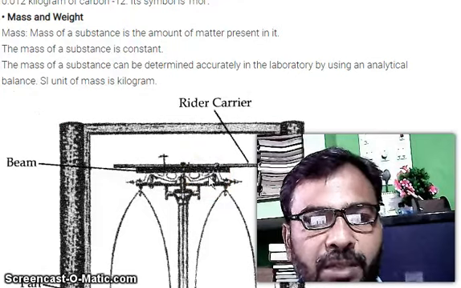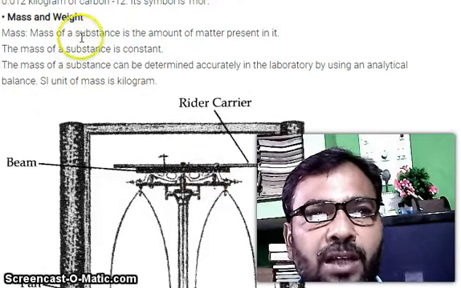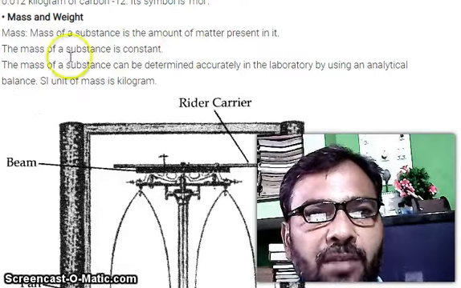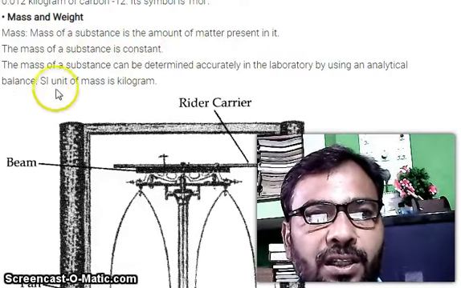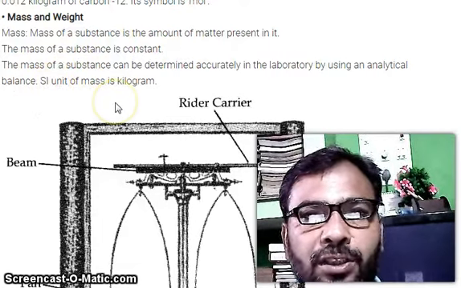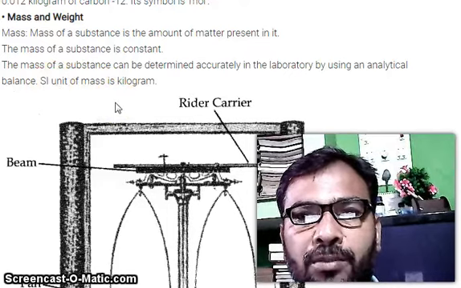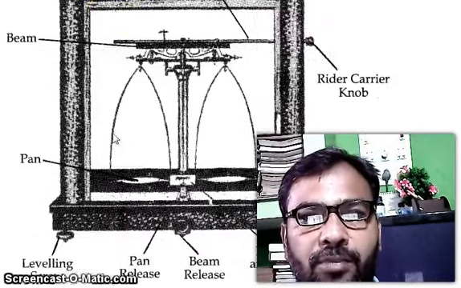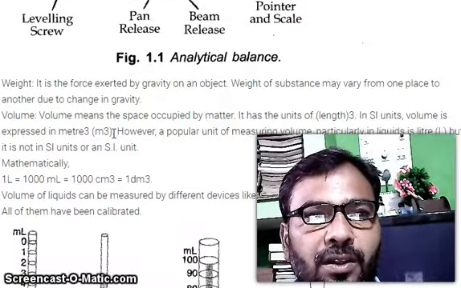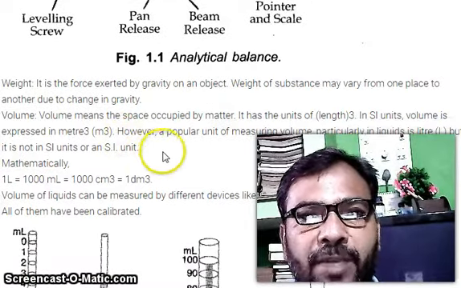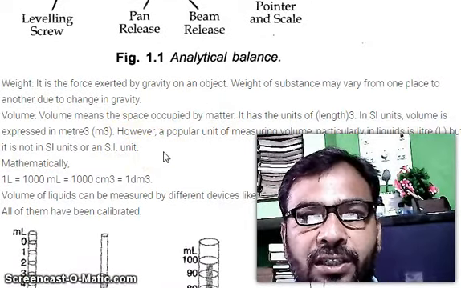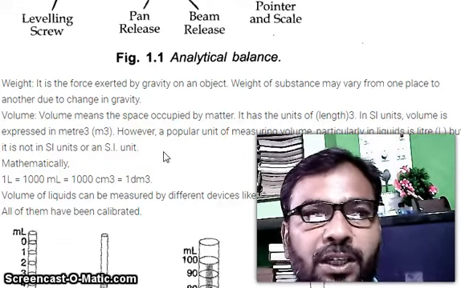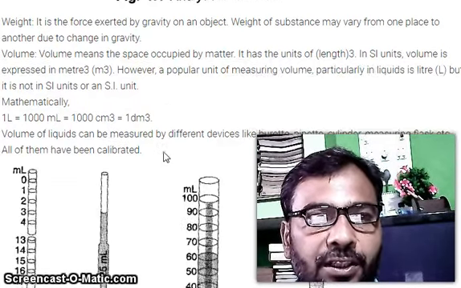So the measurements: mass and weight. Mass of a substance is the amount of matter present in it, and the mass of a substance is constant. The mass of a substance can be determined accurately in the laboratory by using an analytical balance. The SI unit of mass is kilogram. Weight is the force exerted by gravity on an object. The weight of a substance may vary from one place to another due to change in gravity.